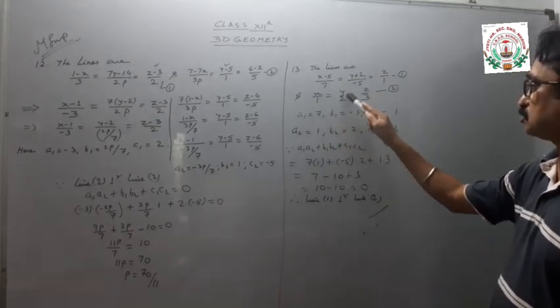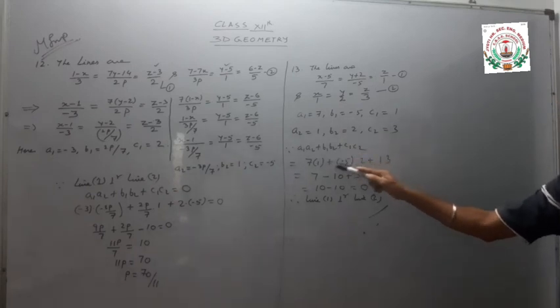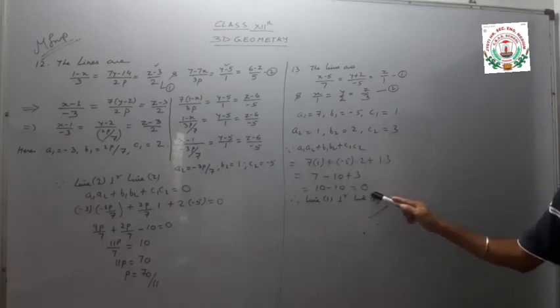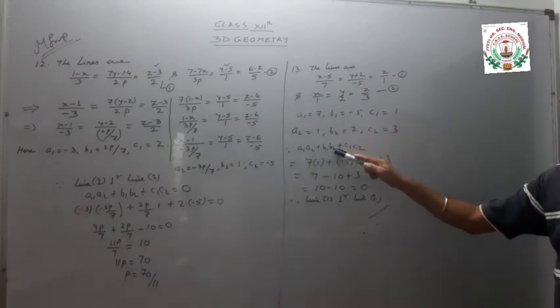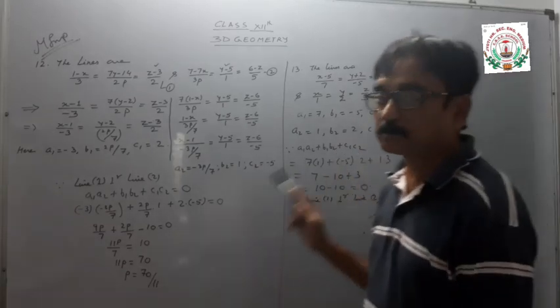Calculate their direction ratios and apply the condition. After applying the condition and substituting the values, we get the result equal to 0. When a1 a2 plus b1 b2 plus c1 c2 is equal to 0, the lines will be perpendicular to each other.